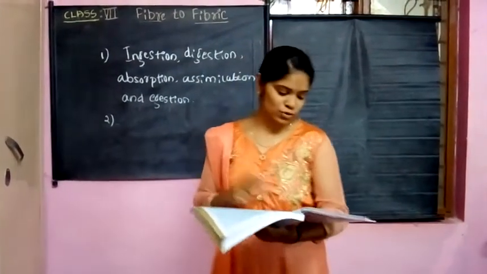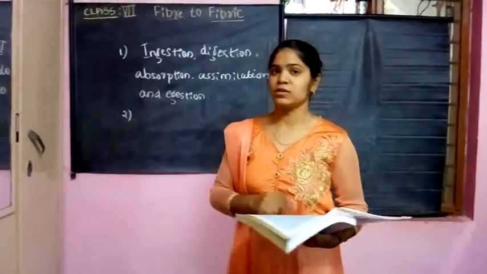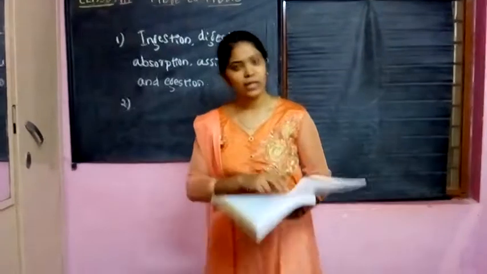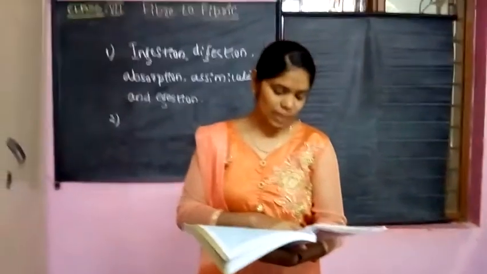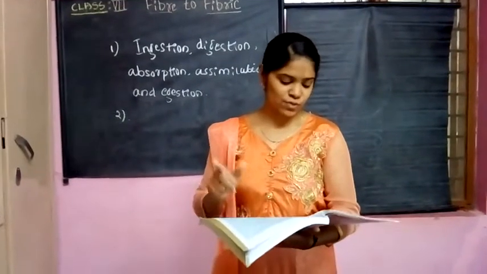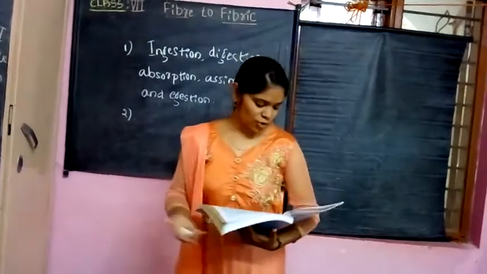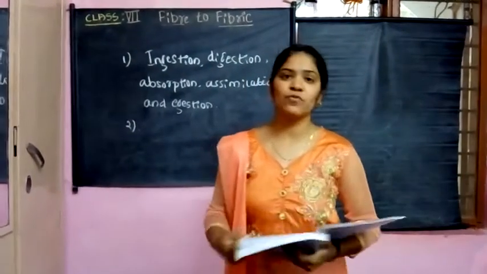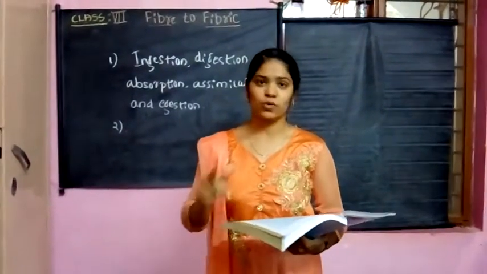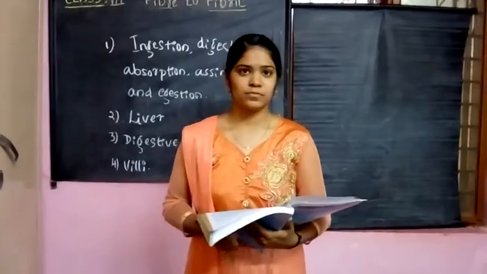The next question is, the largest gland in the human body is dash. Which is the largest gland? As you know, it is the liver. The stomach releases hydrochloric acid and dash juice which acts on the food. So in the stomach what happens? There will be a secretion of hydrochloric acid as well as digestive juices. Okay, the other fill in the blank is digestive juice.